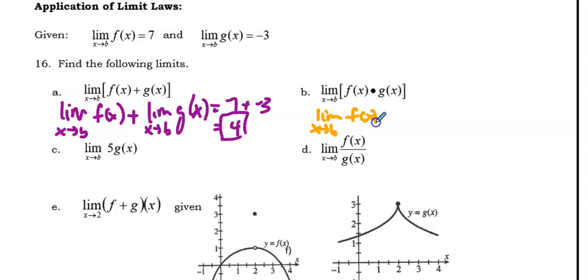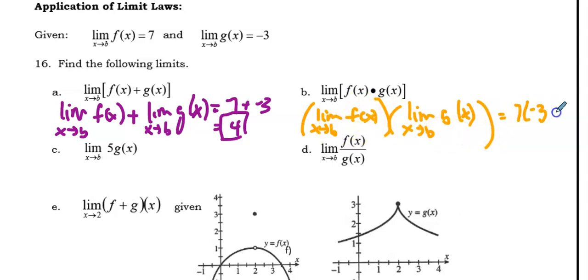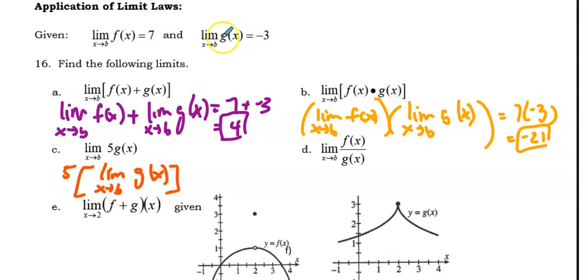Okay, pretty straightforward. If I look at example B, it's going to be the limit as x approaches b of f of x times the limit, and you don't really have to show work here. I mean, we all can do this in our heads, but it's just to show you the limit laws. And so it's just multiplying these two together, and so that's just going to be 7 times negative 3, which is going to be equal to negative 21. And then for example number C, we can pull out the 5, and just do this function right here. Well, we automatically know what the limit as x approaches b of g of x is. It's negative 3. So this is going to be 5 times negative 3, which is negative 15. And it's pretty straightforward.